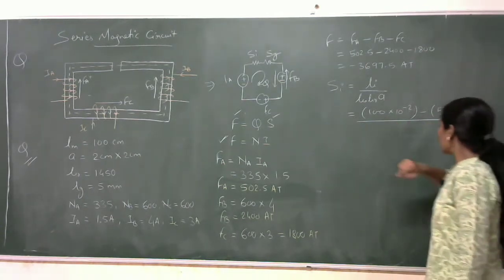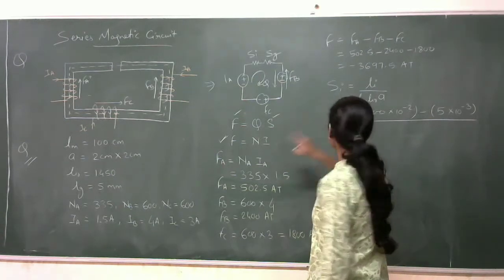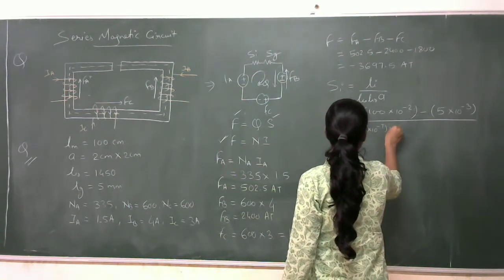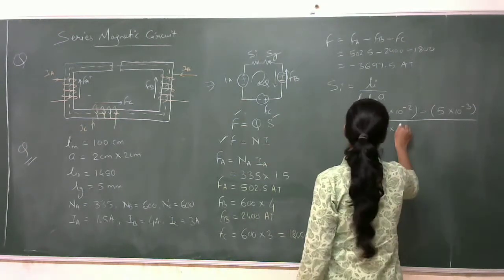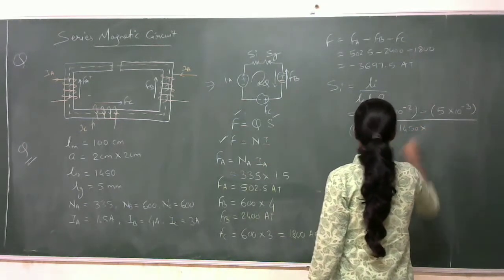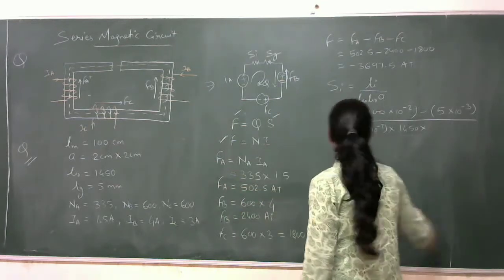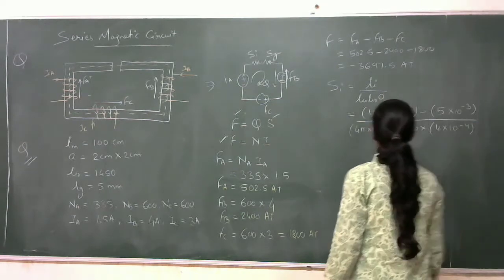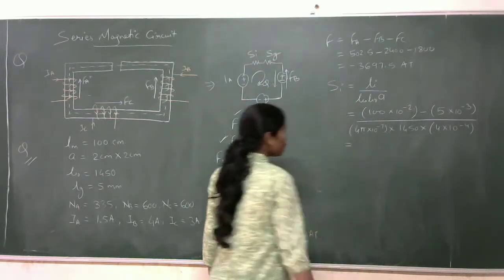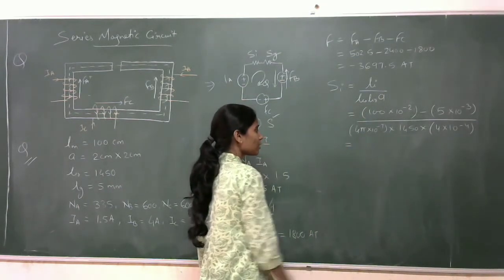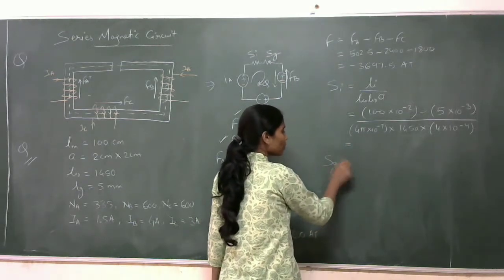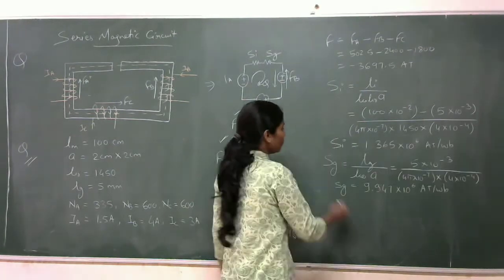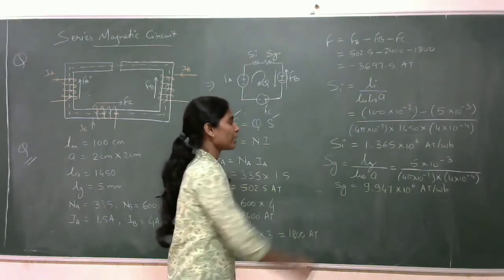Now, what is mu naught? That is 4 pi into 10 to the power minus 7. Mu r has been given as 1450. The cross-sectional area is given as 2 by 2 centimeters square, that is 4 into 10 to the power minus 4 converted into meter. So this is the value for iron reluctance. Similarly, we can get the value for air reluctance. Let's check the answer given here. This is the value we are getting for iron reluctance.